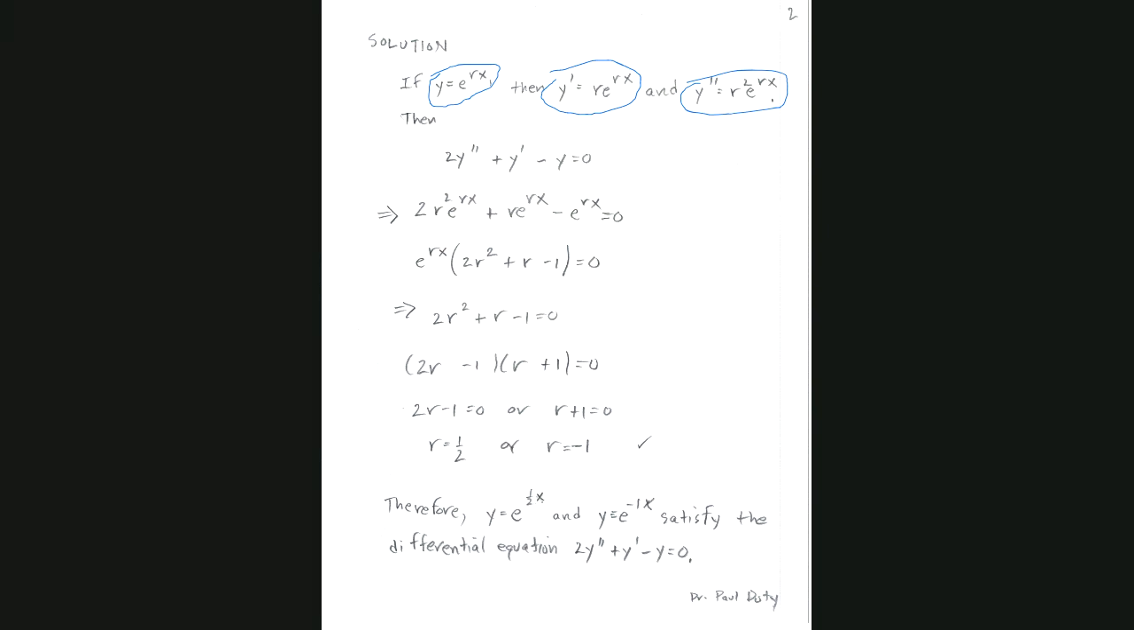Very good. And that's what we're going to do. So the differential equation is 2 times y double prime plus y prime minus y equals 0. Okay, let's put in for y double prime the corresponding derivative. For y prime, we'll put in the first derivative, and for y we'll put in e to the rx power. And we're trying to see if we can solve for r.